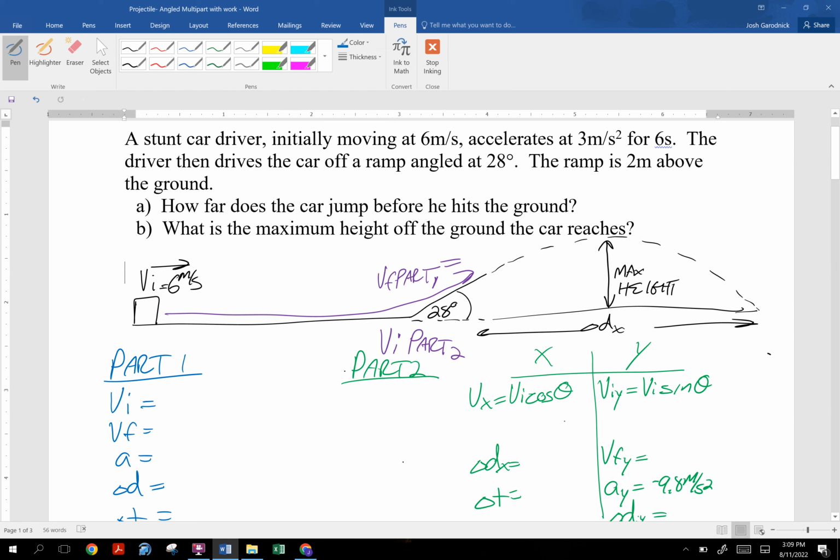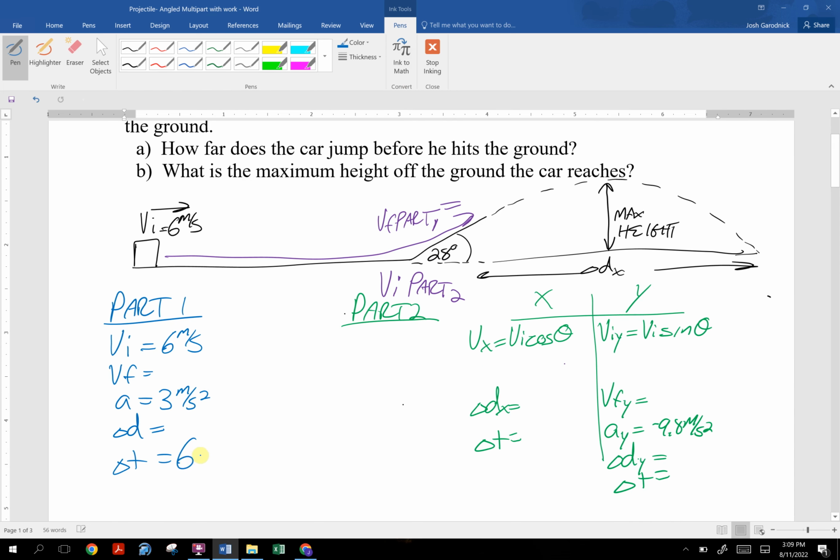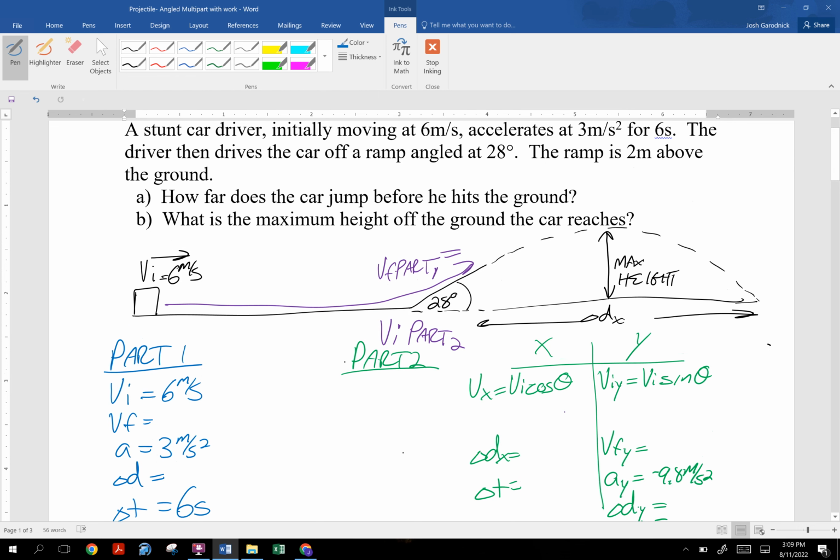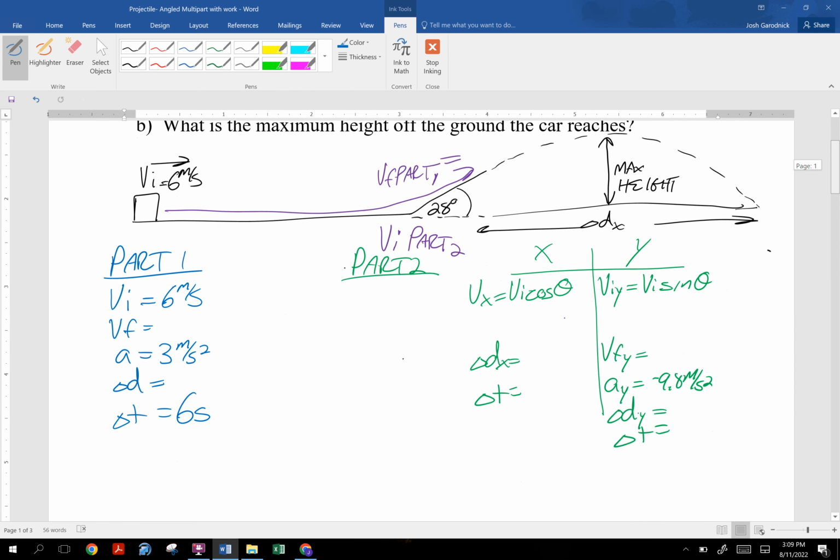It's that simple. So we have an initial velocity of 6 meters per second. We have an acceleration for part one of 3 meters per second squared. And we know that this happens for 6 seconds. This is not the flying time. This is the driving time. Afterwards, we go off a ramp angled at 28 degrees. How nice. And we know that it's 2 meters above the ground. Okay.